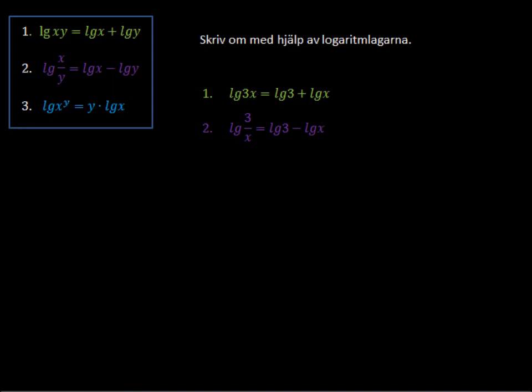Here we go. And what does that look like? Okay, we had something on top, that was 3. We had something on the bottom, that was x. So then following the formula, you get LG3 minus LGX. Okay, not complicated at all. Let's take a look at the last one then.